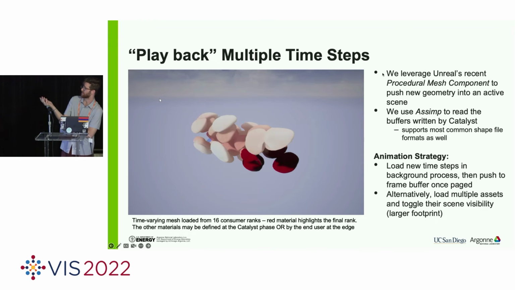The coloring here, I've defined one material just to highlight that this is coming from different ranks, which is the red in the lower corner, and the rest of them are colored by the velocity field from this simulation. So it's the standard blue to red, cool to warm thing. And that's defined in the Catalyst script, but it does not have to be. You could change the materials that you're rendering with, at the very edge, right before you render, if you wanted to do something different. So you have that flexibility there.